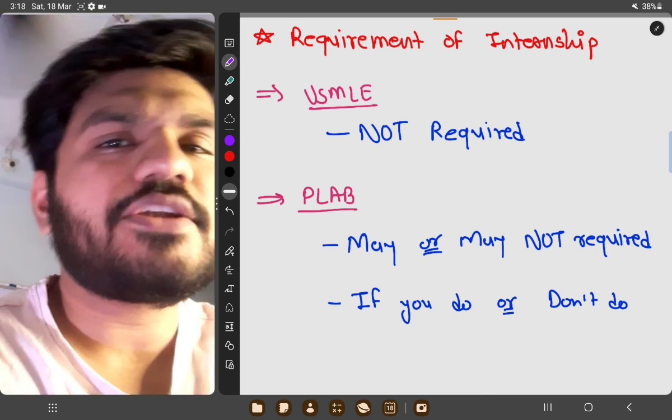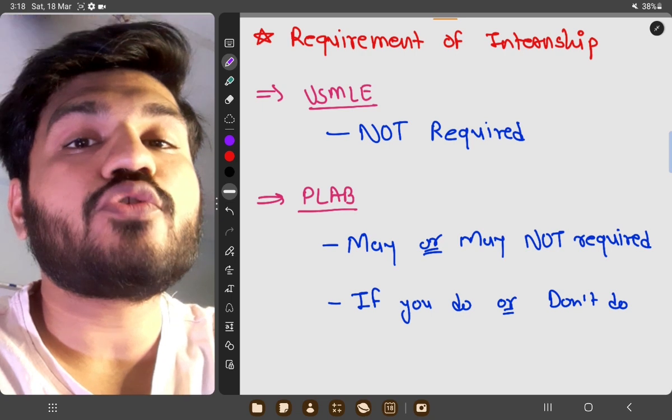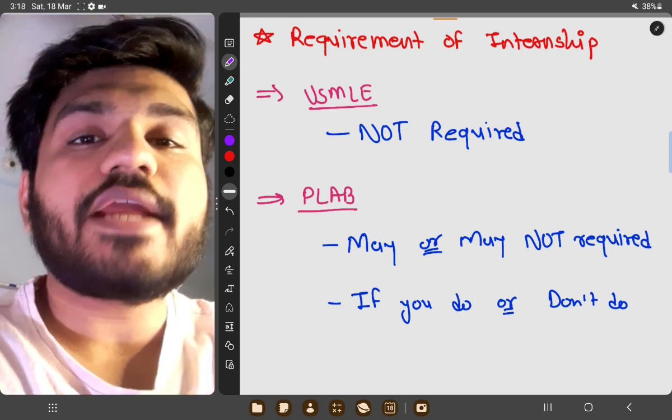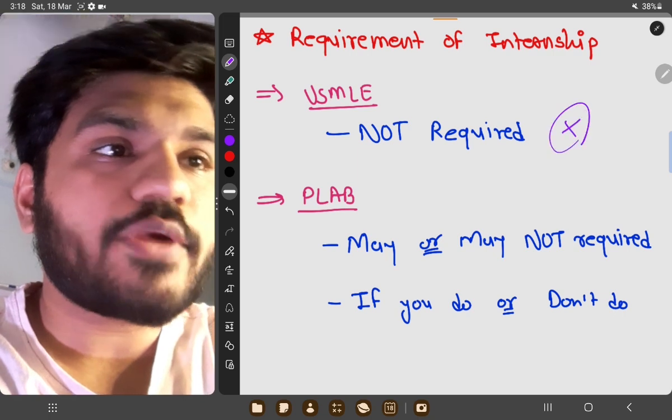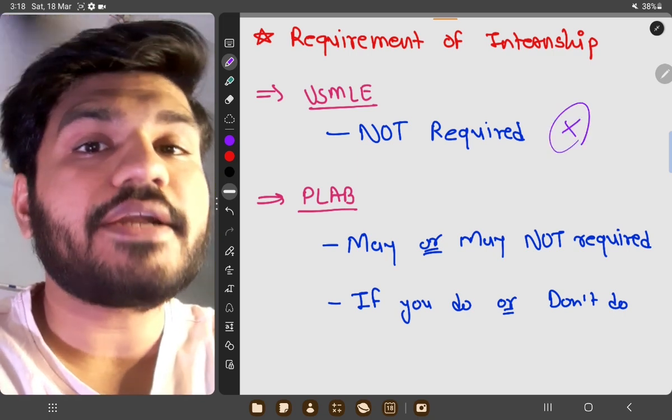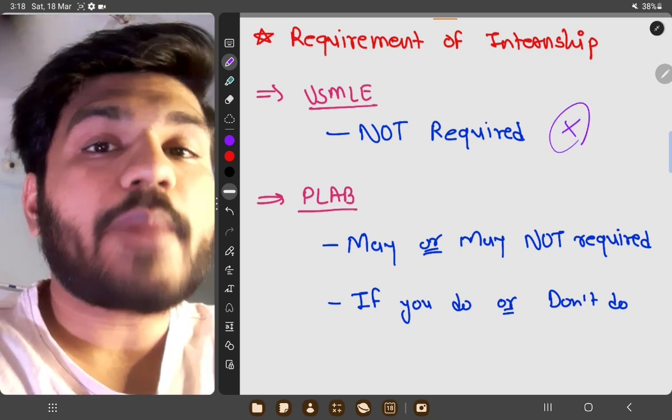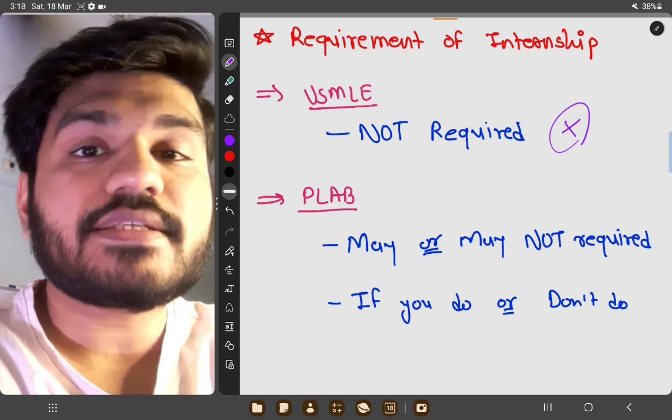So if you haven't done your internship in India, you have to do FY1 and FY2, and only after that can you apply for residency. And that is also a kind of plus point for USMLE, that you don't need an internship in order to match or in order to get residency in the US.